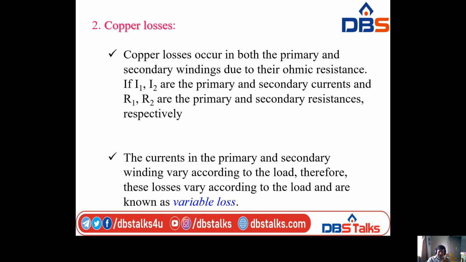So, as you discussed in the previous slide, the iron losses are constant because iron losses do not vary with load. That's why iron losses are constant losses. But coming to the copper losses, as load varies, current varies. So current varies means copper losses also vary. That's why these losses, that is copper losses, vary according to the load, and therefore these losses are called variable losses.